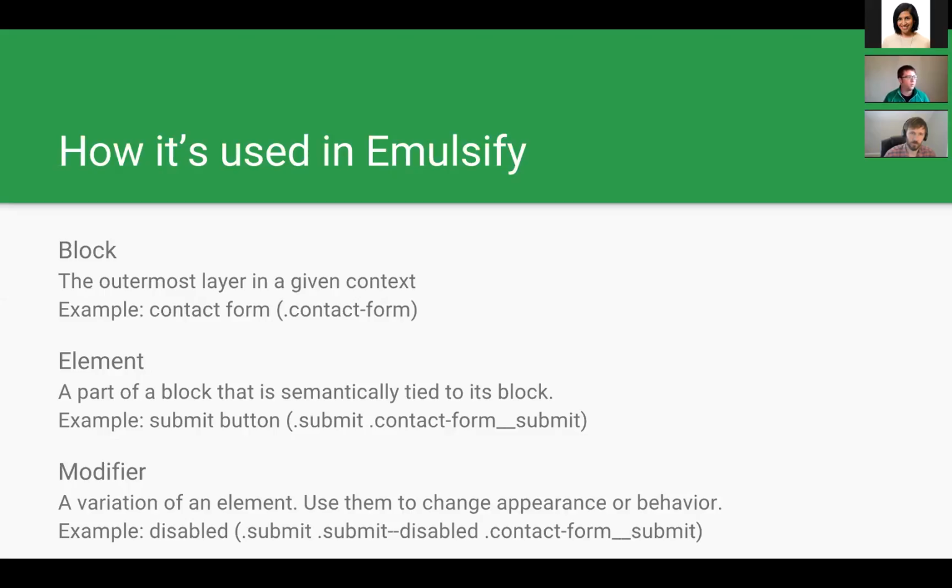And then if you add a block name and a modifier in Emulsify on that same element, if you're using the disabled, you'll have the submit base class, the submit disabled modifier class, and then the contact-form__submit block class. That's the way it is right now. Evan alluded to the fact that we're refactoring some things, so this might change over time, but this is what's been working for us when we've actually used this in practice.